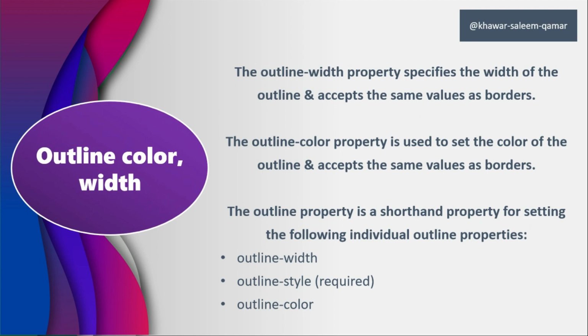Outline color and width are both identical to borders. They accept the same format of values, the same range of values, but they are for the outline, and their properties are outline-color and outline-width. Whereas there is also a shorthand like border for our outline, and in this shorthand we can specify these three properties, which are outline width, outline style, and outline color.